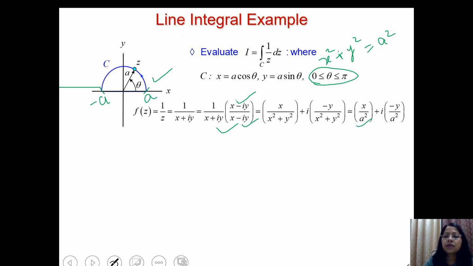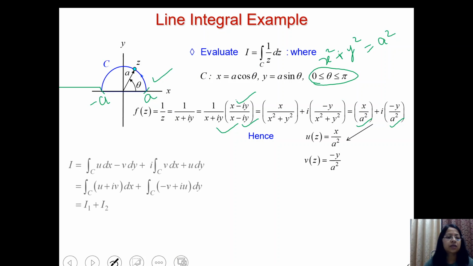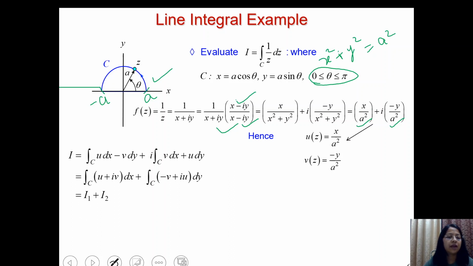So the same result we have obtained here, and that is x by a square is the real part plus iota times minus y by a square. So here the real part of f(z) is x by a square, and the imaginary part is minus y by a square. Now we will be substituting the values here. Right, so I1 is what?